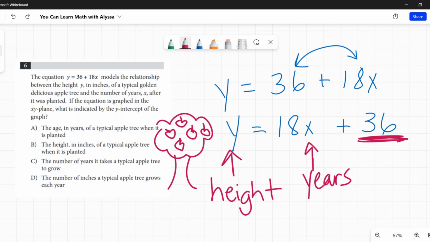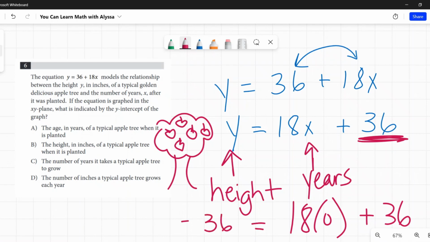Before I look at the answers in this case, let's think about this logically. What would happen if I put a 0 in for years? If I put 0 in there, it'd be 18 times 0 plus 36. 18 times 0 would be 0, plus 36 would just be 36. So at 0 years, no growth has happened. I get 36 for my height y in inches. So when the tree is 0 years after being planted, it's 36 inches.